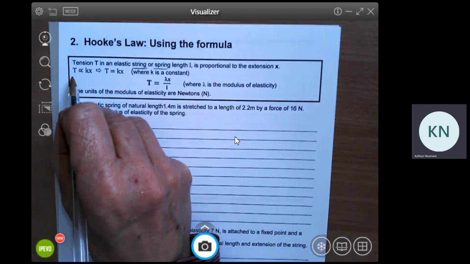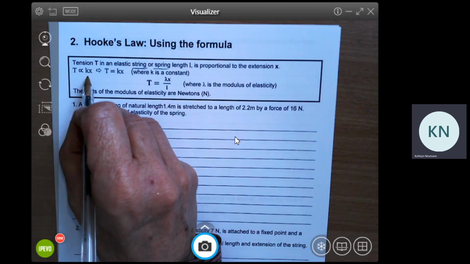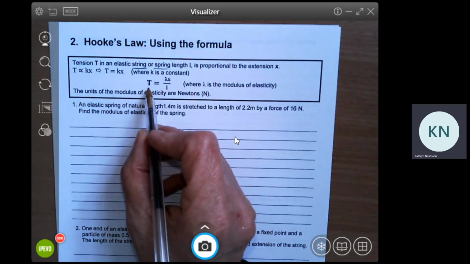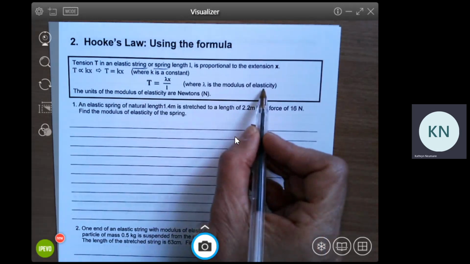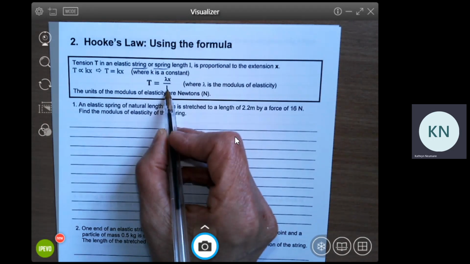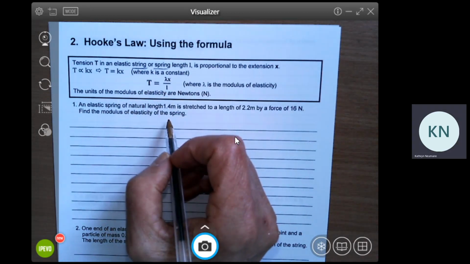Now, we know that the tension in a string or a spring is proportional to the length of the string. So if you stretch it further, there's a greater tension in it. So this leads to Hooke's law, which is that tension is equal to lambda, the modulus of elasticity, multiplied by x, the extension, divided by L, or A, the natural length of the string or spring. So this is the formula, which is called Hooke's law, and that's what we're going to be using.